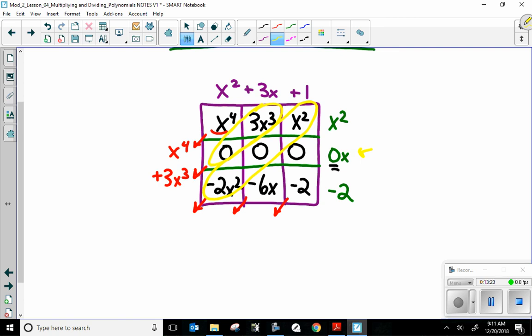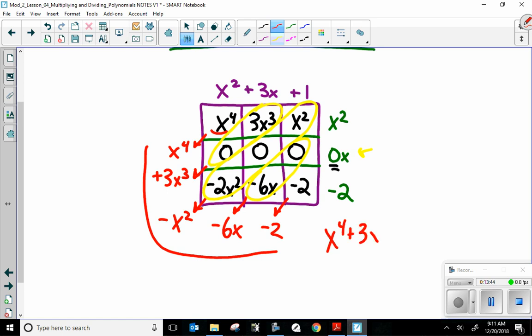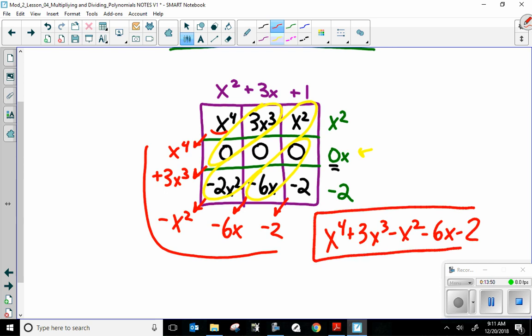Okay? So, negative 2x squared, positive 1x squared gives me negative 1x squared. All right, now we're back here. Negative 6x and 0 is negative 6x, and this is just a negative 2. So when I rewrite my product right here, that's x to the 4th plus 3x cubed minus x squared minus 6x minus 2. Fantastic!